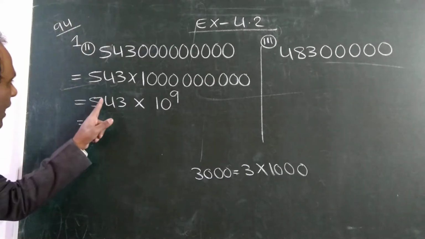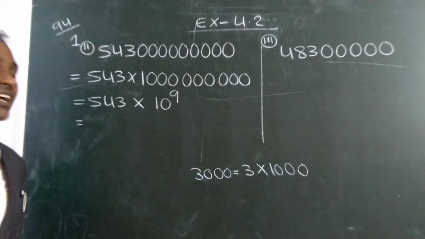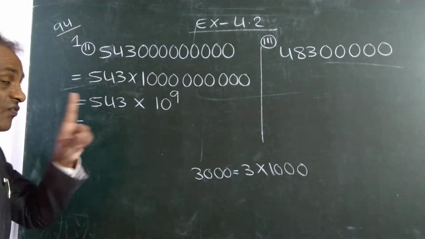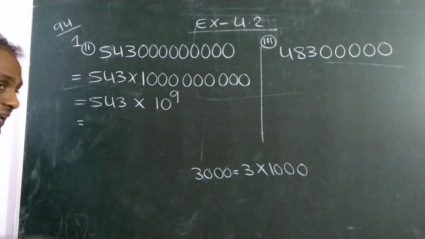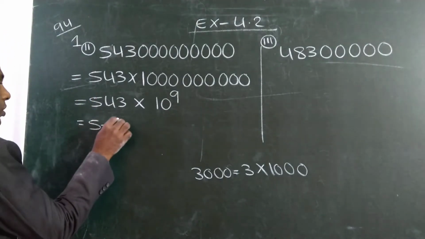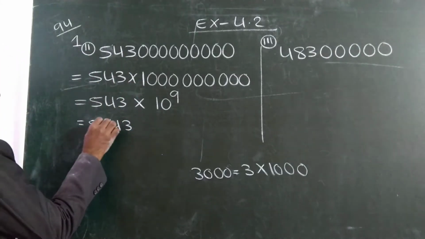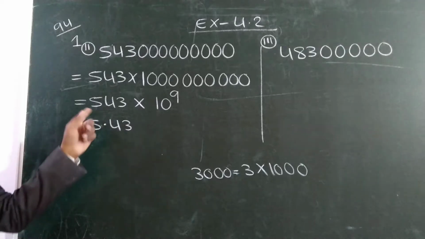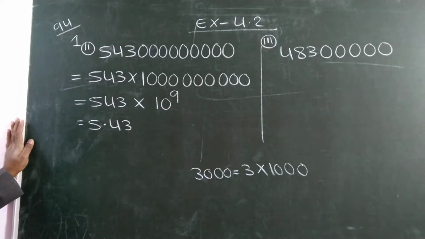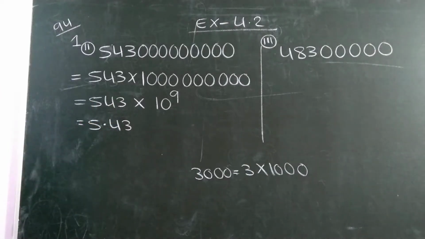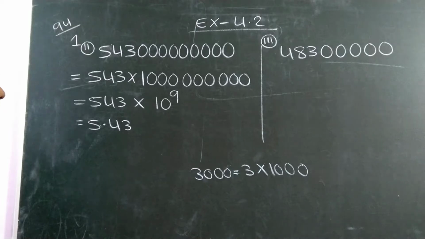But the decimal should be after one digit. That is called standard form. There is only one digit before the decimal. So 5.43 into 10 to the power of something, you write. So that should be 5.43, not 543. So how to change this into 5.43? Directly we can't write; we have to compensate for it. So see here.